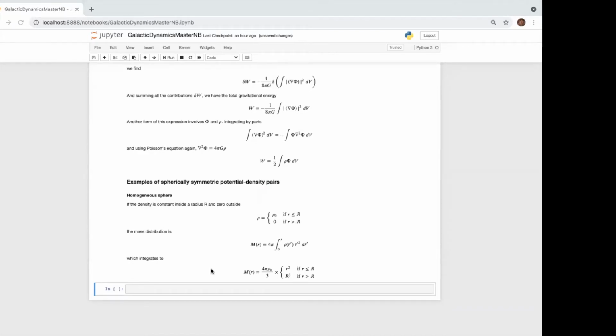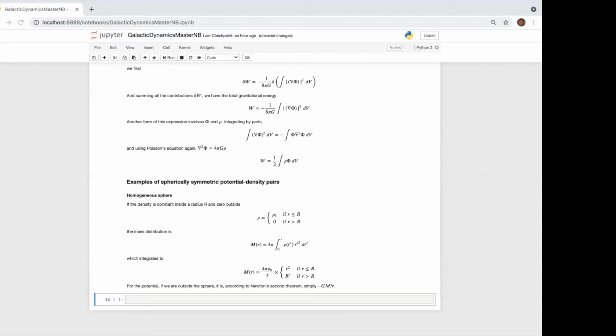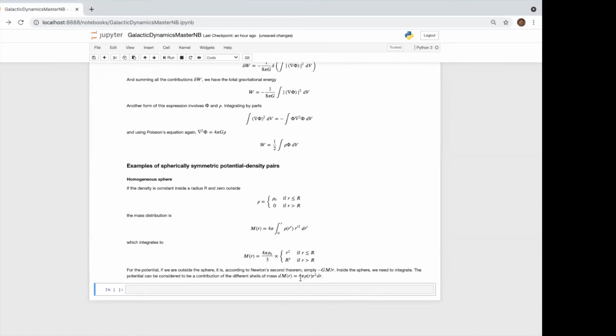Now let's consider the potential. For the potential, we need to integrate the mass. If we are outside of the sphere, according to Newton's second theorem, it's a 1/r potential with a constant mass. But inside of the sphere, we need to integrate. The potential can be considered to be a contribution of different shells, each one with mass 4 pi rho r squared dr, the mass of a shell.